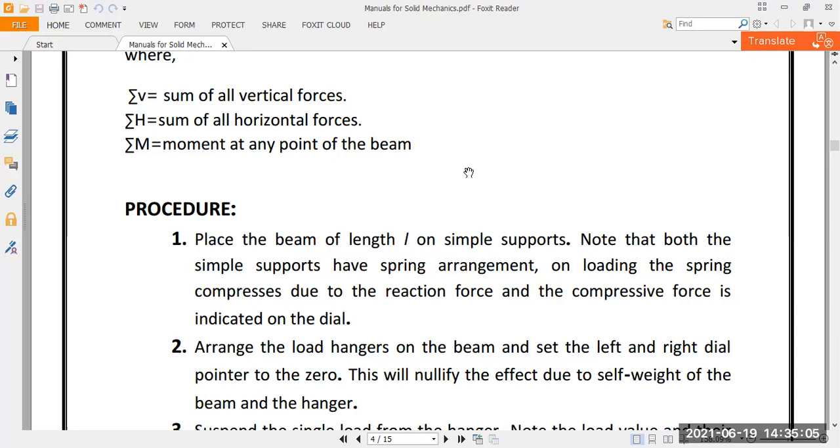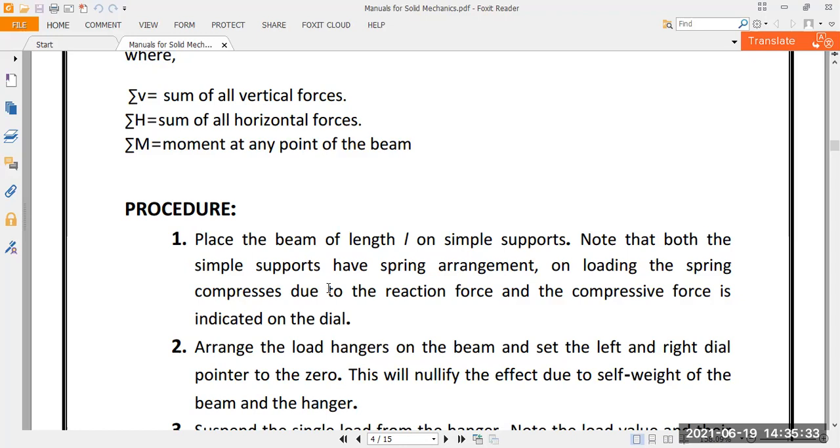So what is the procedure? Now place the beam of certain known length on simple supports. Note that both the simple supports have a spring arrangement. On loading, the spring compresses due to reaction force, and the compressive force is indicated on the dial itself.